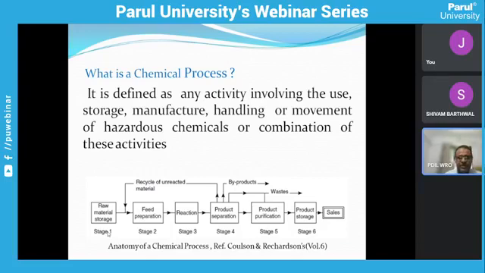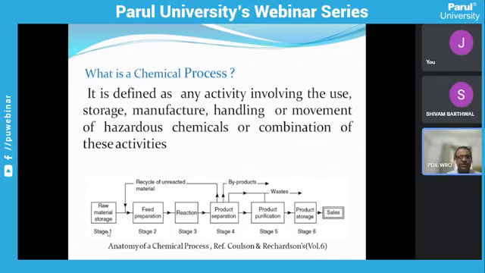That's why the chemical process is defined as any activity involving the use, storage, manufacture, handling or movement of hazardous chemicals or combination of these activities. Say the first stage describes the raw material storage. That means if you have to manufacture something, you need some raw materials.